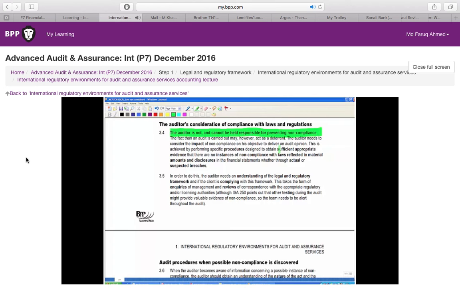As with everything else, the auditor has to plan and perform in order to obtain sufficient appropriate evidence that no instances of non-compliance have occurred.